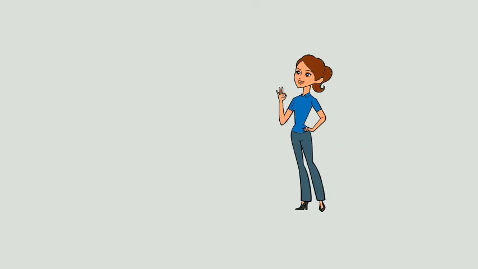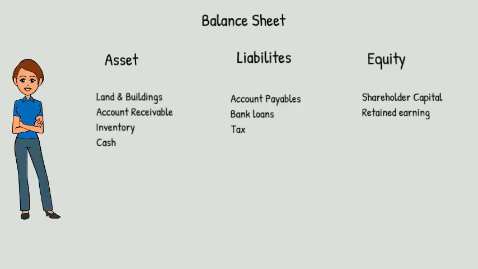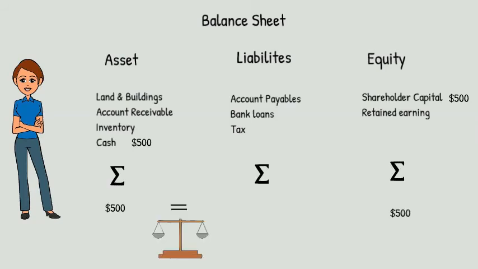Let's go back to Amanda. In her first day, she had $500, which she decided to put into the business. So this 500 is going to be the business capital. So Amanda's balance sheet on her first day will look like this: cash 500, shareholder capital 500. And when we take the total, we will see that our balance sheet is balanced.